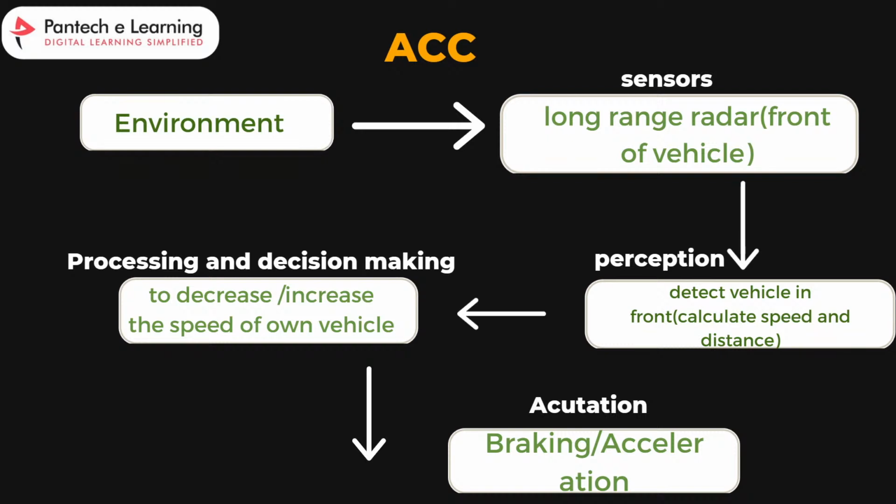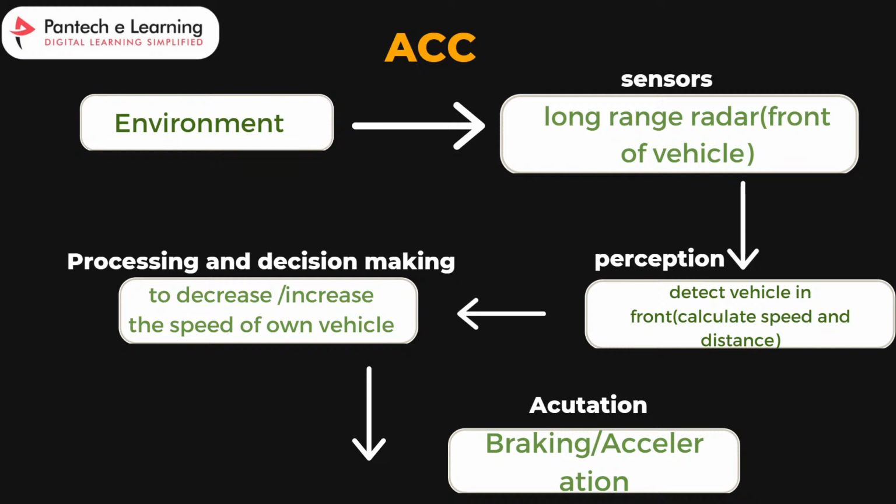This radar figures out how far the car in front is and how fast it's going by bouncing invisible waves off the car. It's like your car is asking how close are you and how fast are you going. So next one is the processing and decision making. It's like a brain, as I said earlier, to decrease or increase the speed of our vehicle.